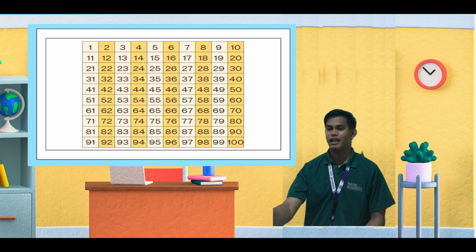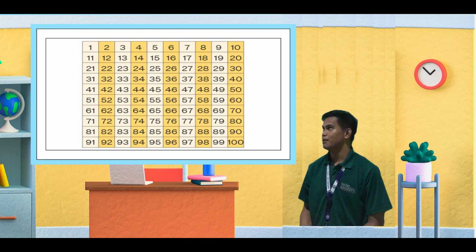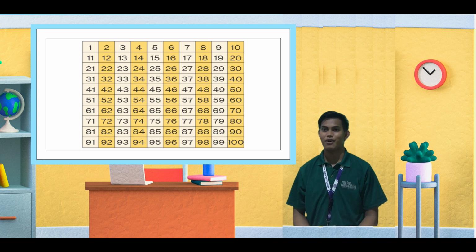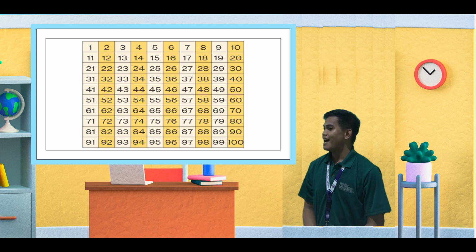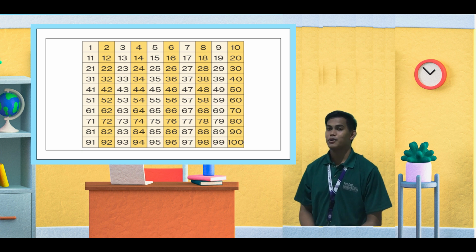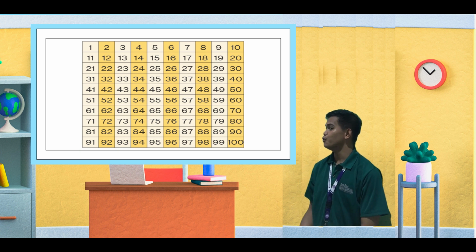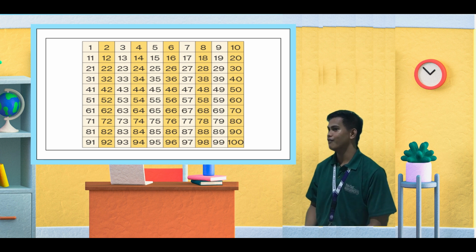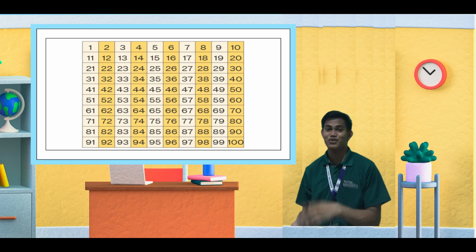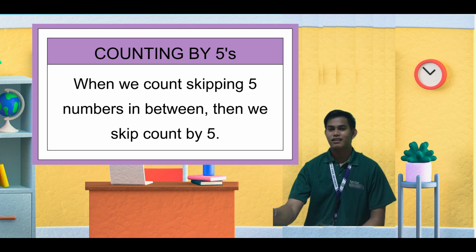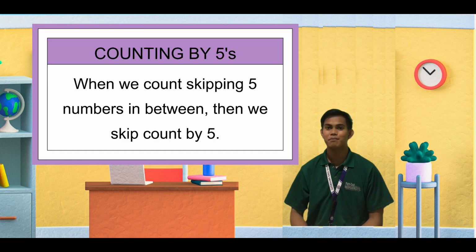So we have here a table chart on how to skip count by 2s. The highlighted ones are those numbers that we can count using skip counting by 2s. So we have 2, 4, 6, 8, 10, 12, 14, 16, 18, 20, and so on. So now let's proceed to skip count by 5s.